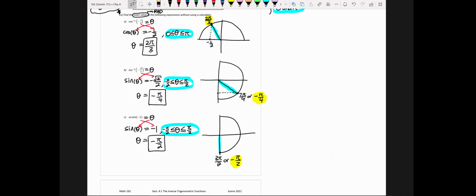So just like we saw with everything else, tangent of theta is equal to a ratio. That ratio is y over x or opposite over adjacent. So for the inverse, we switch the inputs and outputs. The ratio comes inside and the angle goes outside.